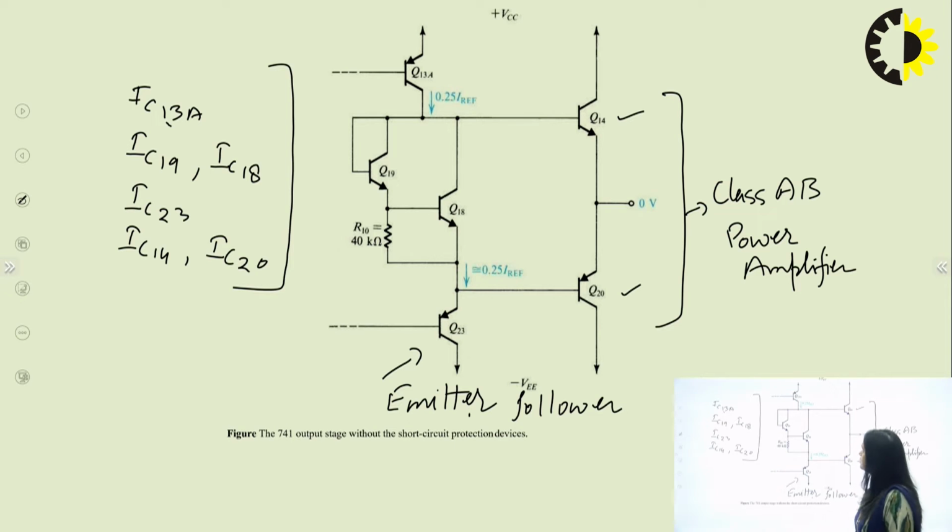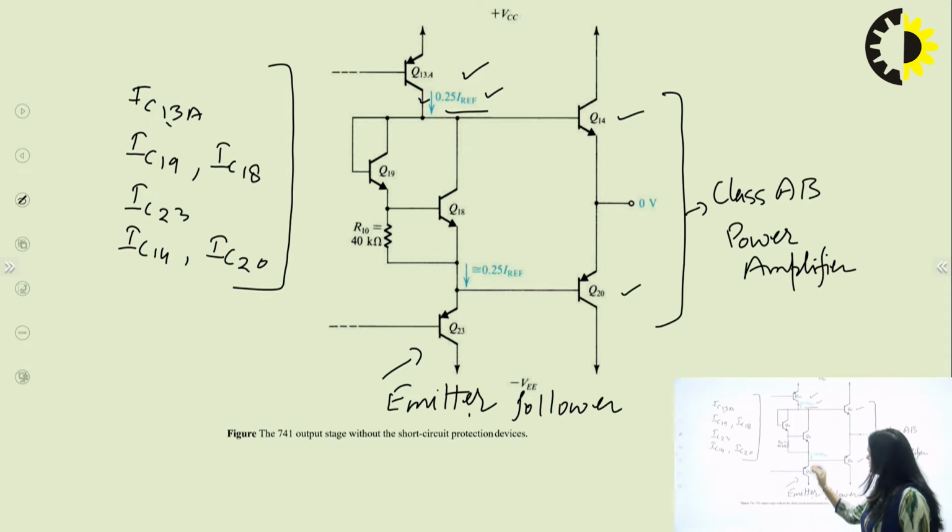Okay, so in the previous stage we have seen that we used the Q13B transistor for the biasing of the second stage. So here we have used the Q13A transistor, which has a scaling current of 0.25 of I reference. The value of I reference we already have, so just multiplying this I reference with 0.25, we can calculate the Q13A current.